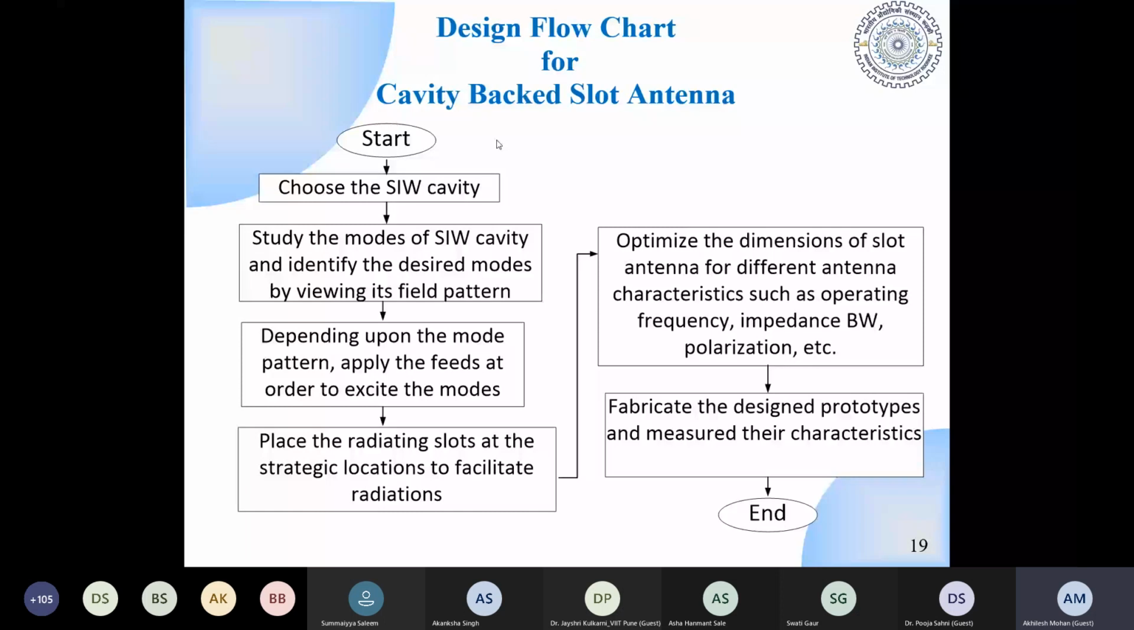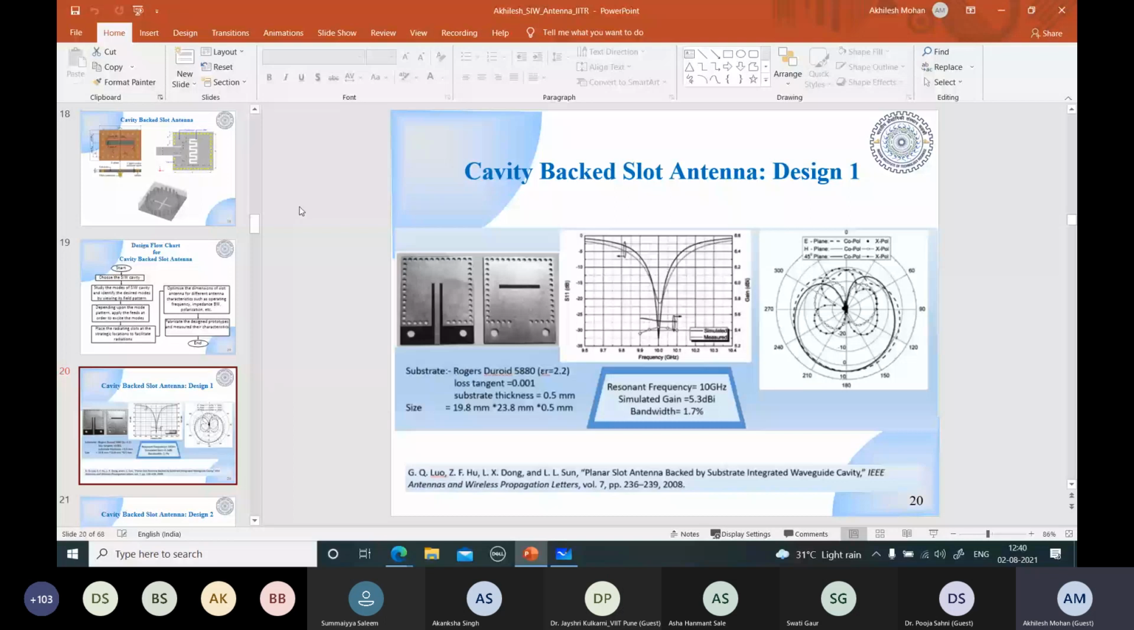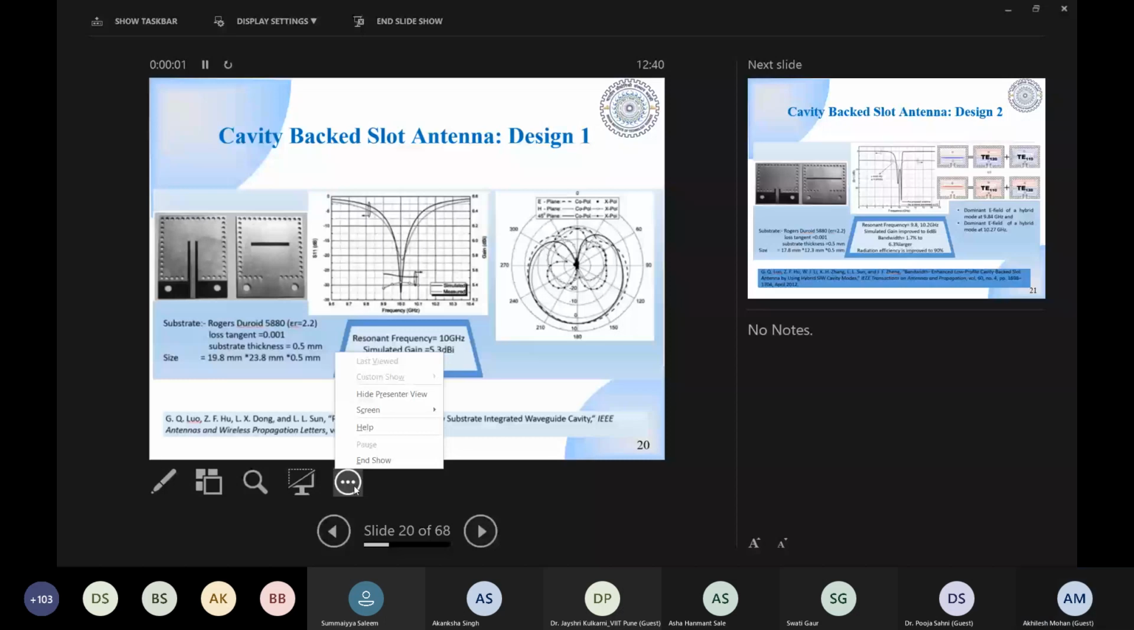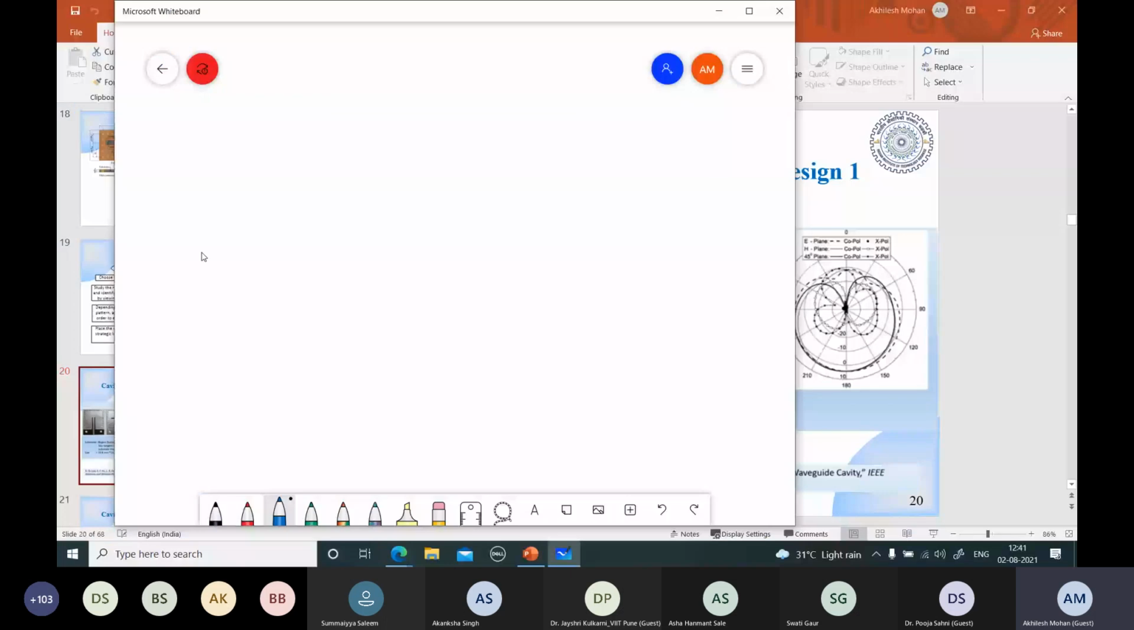So here, this cavity backed slot antenna. This is the first work. I will now use my whiteboard. In the cavity backed slot antenna, this is the first design. We have discussed the TE110 mode, TE120 mode, TE210 mode, TE220 mode. As I told you, you have to pick whatever is desired. So let us say that I identify the TE110 mode.